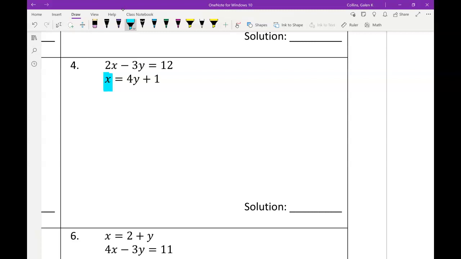Since I notice that x is isolated and I have an x in my other equation, I could take this expression 4y plus 1 and replace x with the expression 4y plus 1. It would be helpful to do that in the equation at the top. So I have my 2, but instead of putting x there, I'm going to substitute 4y plus 1 for x.